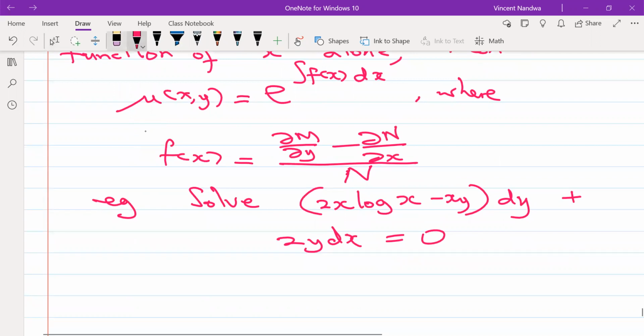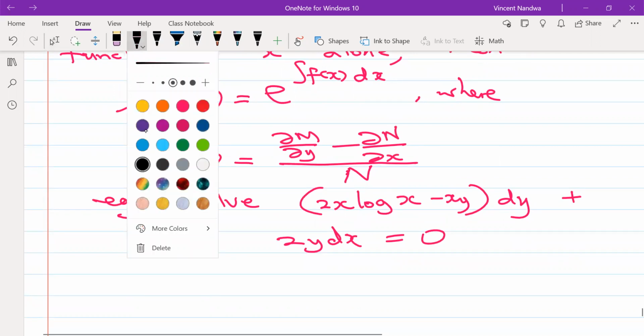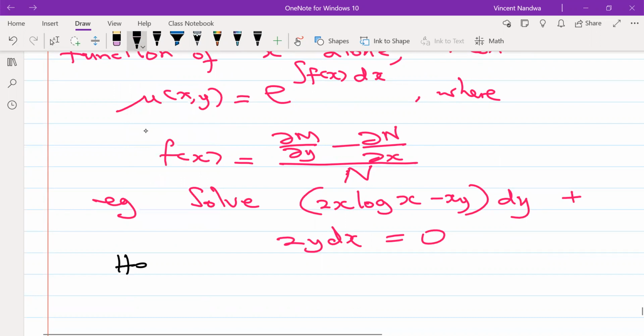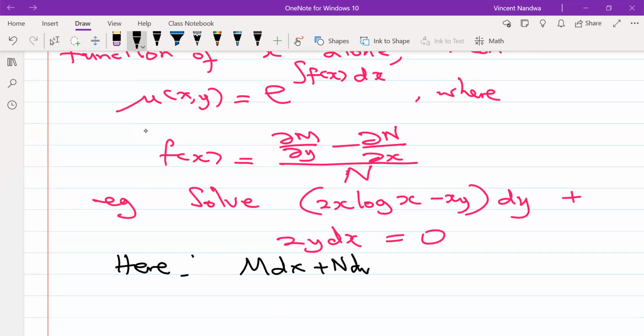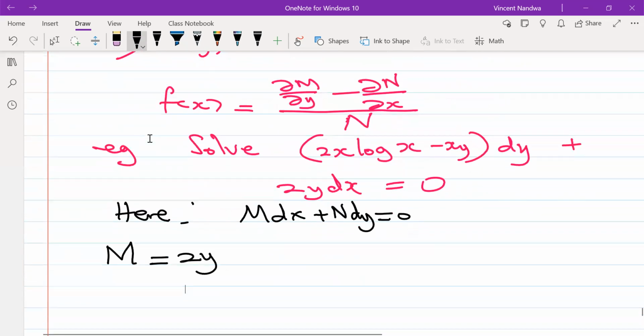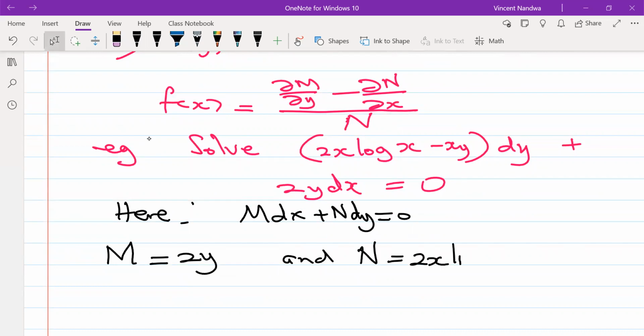So here, if this is the structure of the equation, M dx plus N dy equals 0, then M will be 2y and N will be given by 2x log x minus xy as given in the equation.